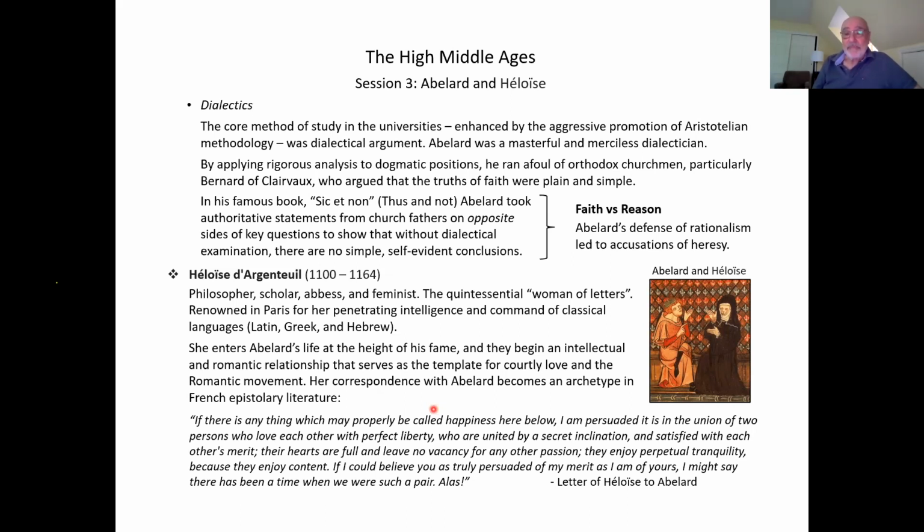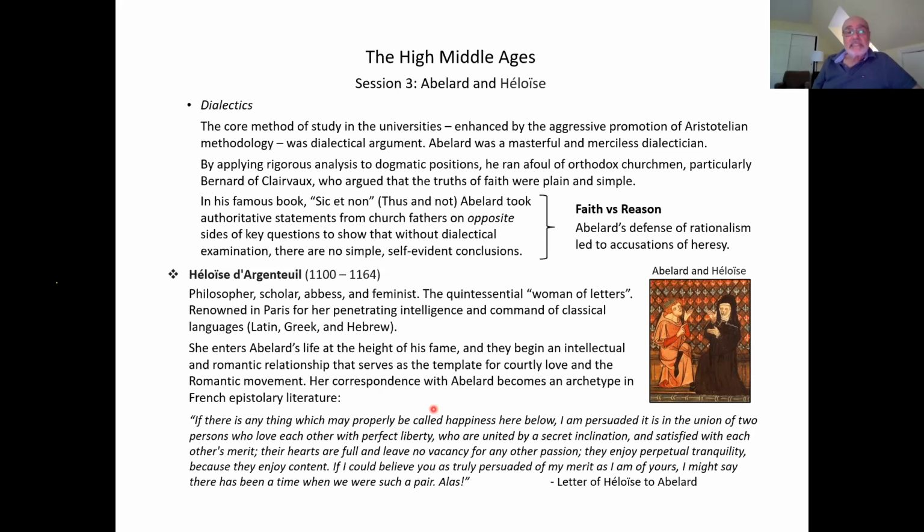So, in the great debates of faith versus reason, Abelard's defense of rationalism led to accusations of heresy. He probably was not a heretic, but he was subject to the accusations right and left.